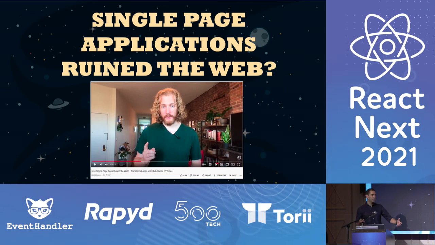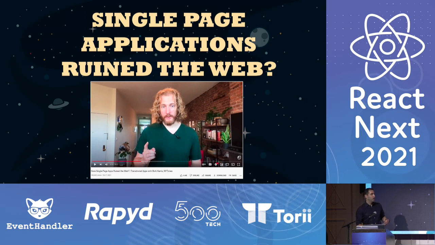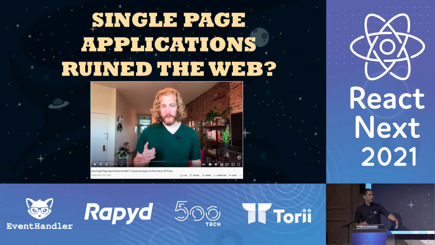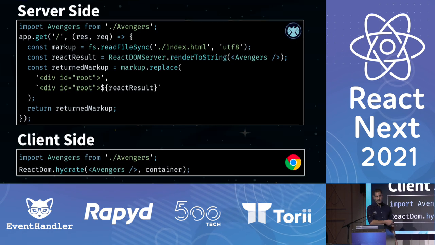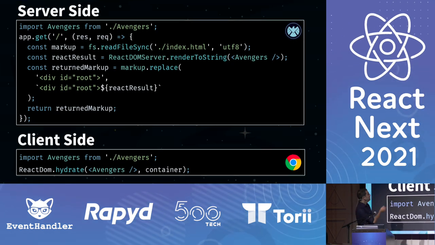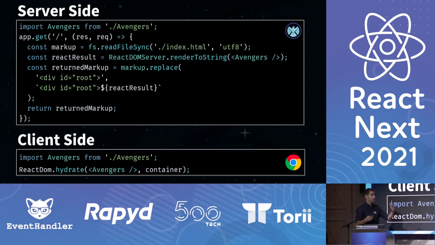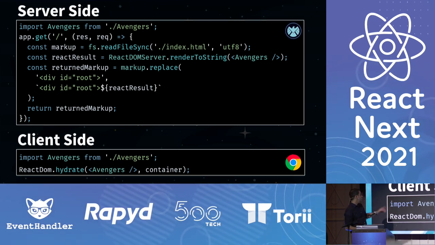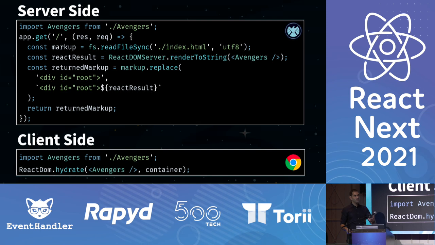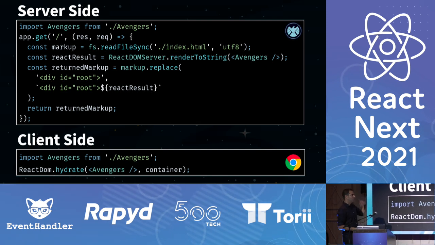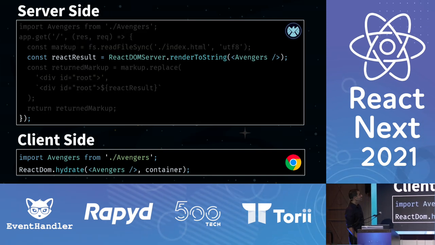But again, server-side rendering is what I think you want to do today if you're building a new app. So it looks like that. In the server side, you just render to string, right? You get the component tree, you render it to string. And on the client side, you have to do what's called hydration, which is I'm getting the markup, and then I have to make it interactive.